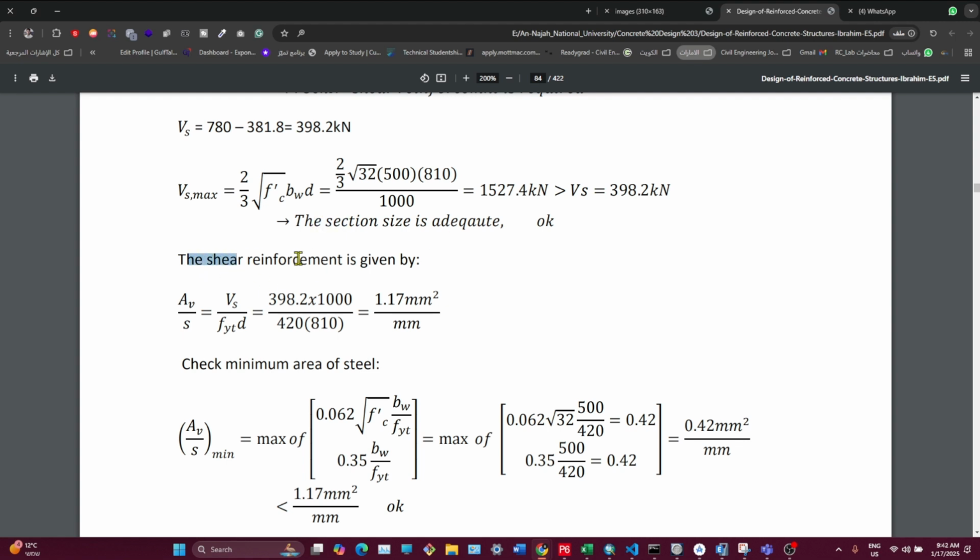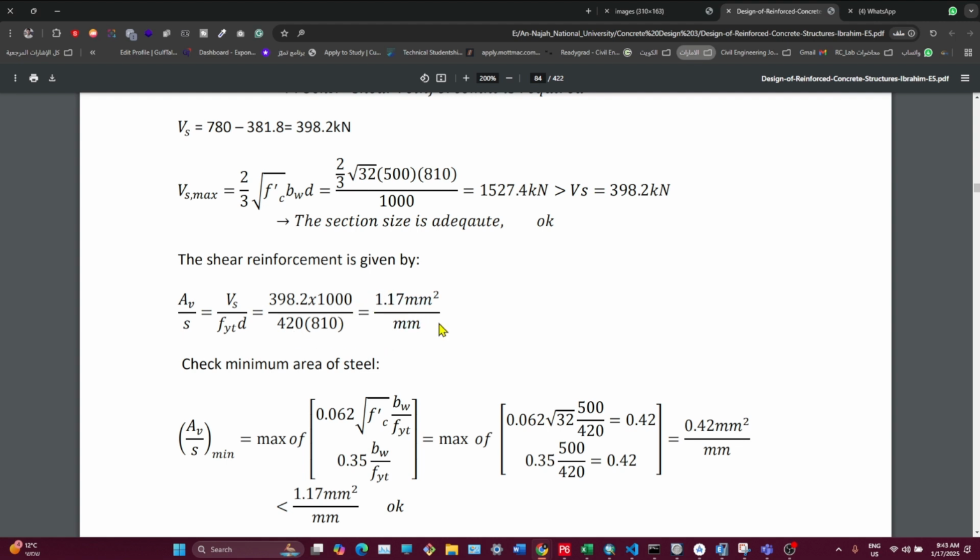So we have the shear reinforcement here, Av over s. Again, Av over s is equal to Vs over fyt d. T is for tension, fy is just 420, and d is the effective depth. Vs is computed, but we multiply by 1000 because we need to make the units match, in millimeter square and Newton. Av over s is equal to 1.17 millimeter square over millimeter.